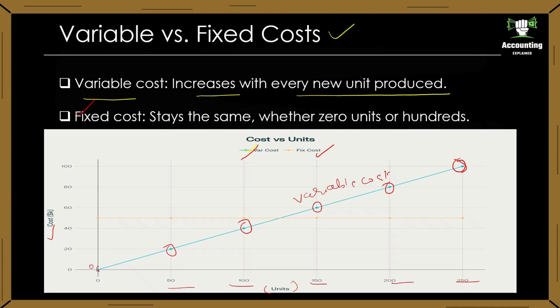And now, fixed cost. Fixed cost stays the same whether 0 units or 100 units are produced. See the orange line here. It is a horizontal line that starts here and goes straight, so compared to the number of units, it is constant. When the units are 0, your fixed cost is 50k. At 50 units also the same, 100 units also the same, 150 units also the same, 200 same 50k, 250 also 50k. So it remains constant and is not dependent on the number of units produced.